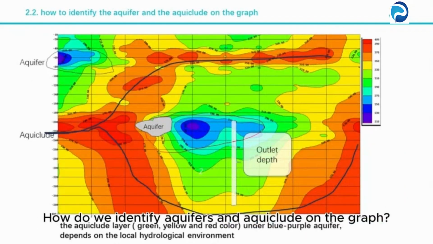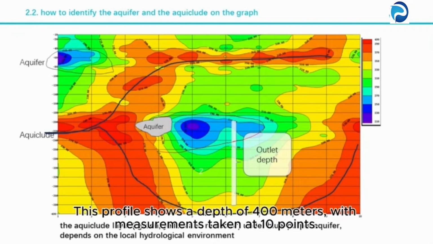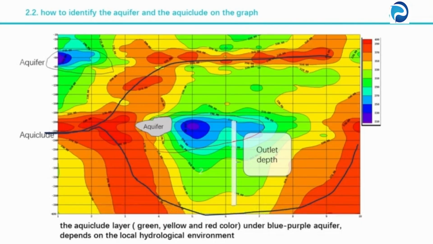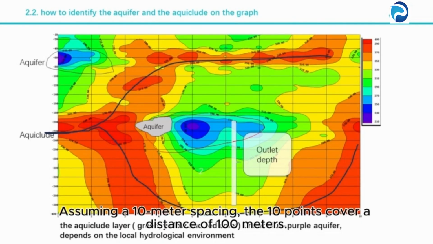How do we identify aquifers and aquicludes on the graph? This profile shows a depth of 400 meters, with measurements taken at 10 points. The spacing between measurement points is user-defined. Assuming a 10-meter spacing, the 10 points cover a distance of 100 meters.